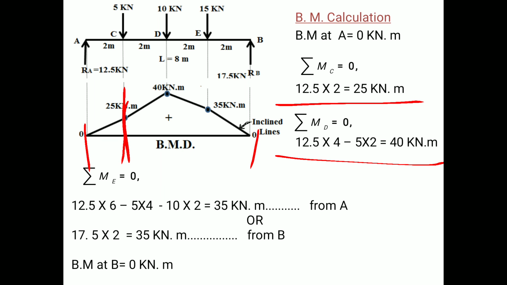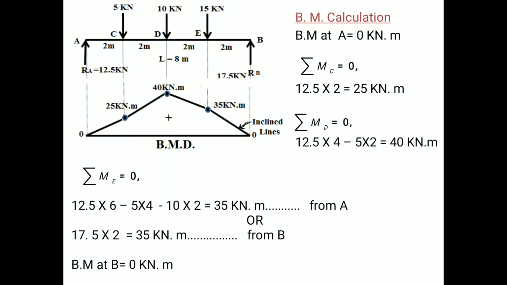At D we have 40 kilonewton meter. At E it is 35 kilonewton meter, and B it is 0. So between 2 point loads, we have joined it by a straight line. So this is a straight line. In this manner, we have drawn the bending moment diagram for the beam which is subjected to 3 point loads.